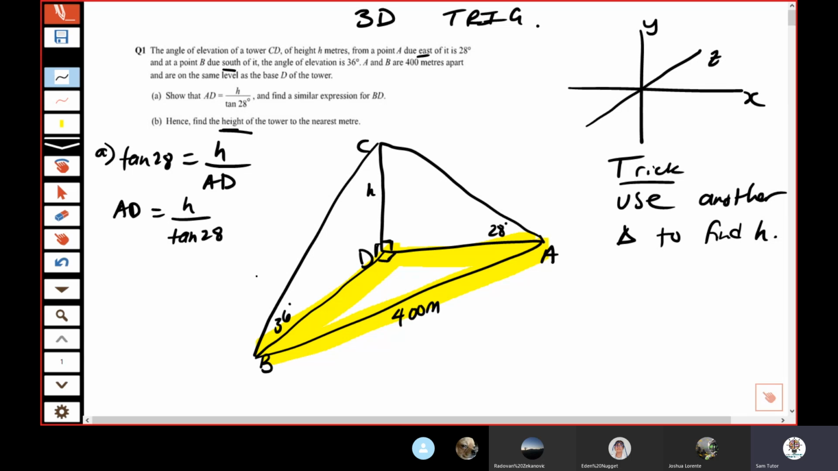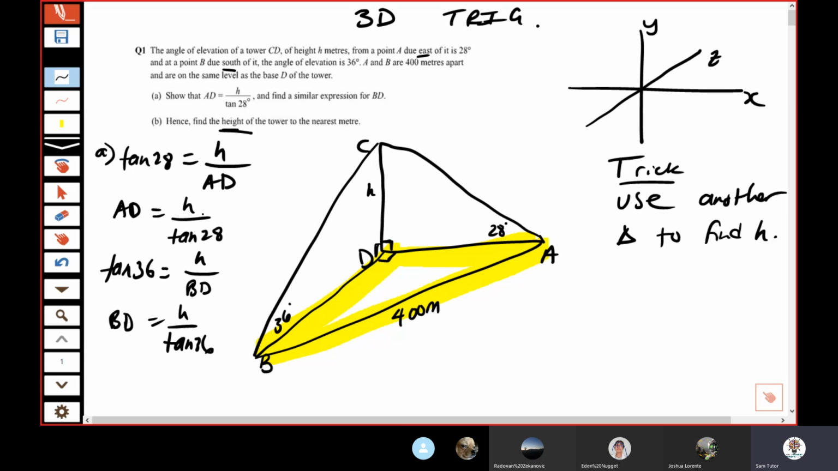Any questions there? So now you just found this particular side as an expression of H. Part A says find a similar expression for BD. So do it again. Tan 36 equals opposite over adjacent, so BD equals H on tan 36.